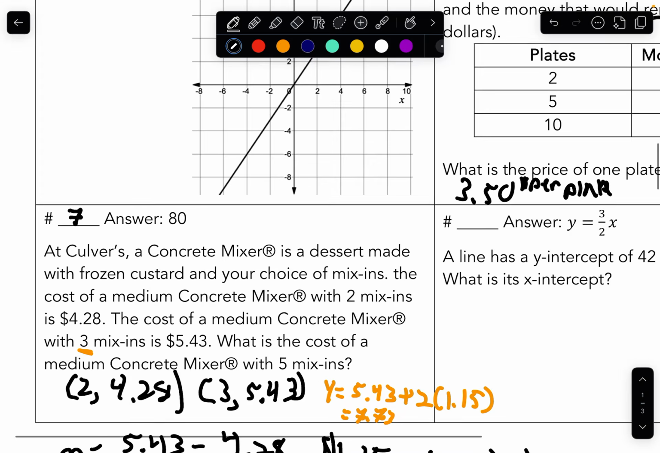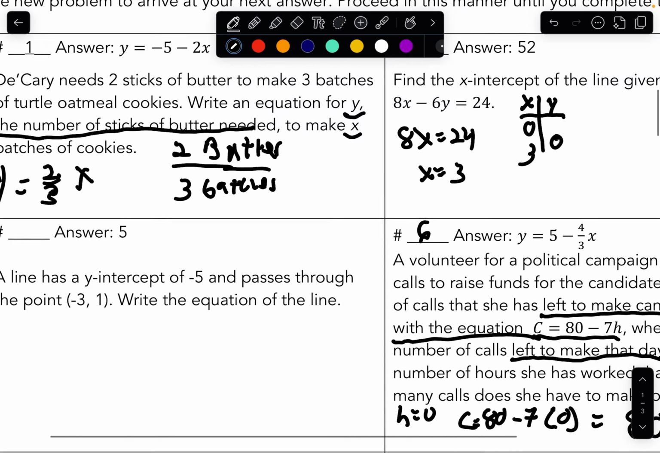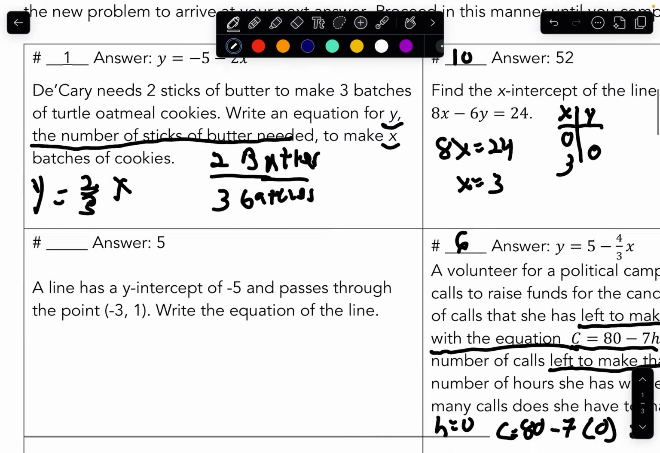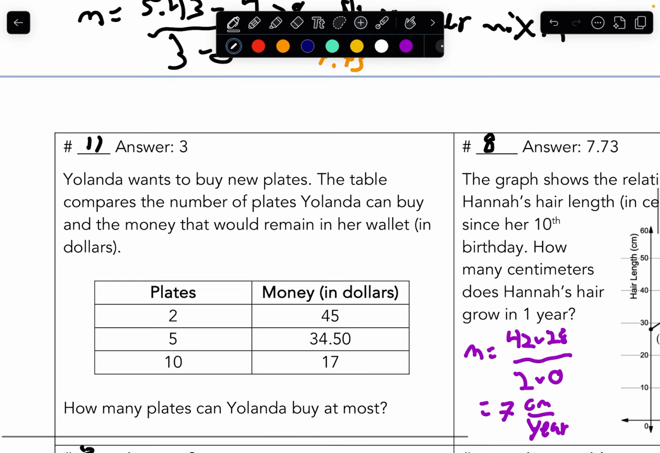And we look, and we look. Oh, right here. That was 10. This is 11. And it's Yolanda again. Yolanda wants to buy new plates, and it gives you the same setup as the previous two. How many plates can Yolanda buy at most? Well, we already know the cost per plate is $3.50, right? And after 10 plates, she has $17 left.